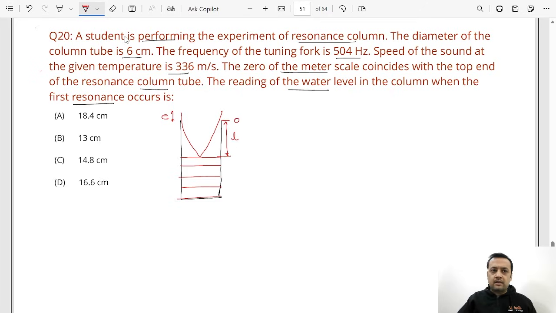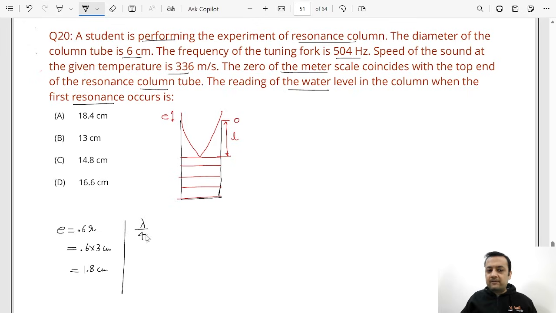Okay, L. Now look, we know that end correction is 0.6 times the radius of the tube. Diameter is 6 centimeter, so radius will be 3 centimeter. That means this is 1.8 centimeter. Now look, this is the antinode and this is the node. Distance between the consecutive antinode and the node we know is lambda by 4. So from here till here, distance is lambda by 4.